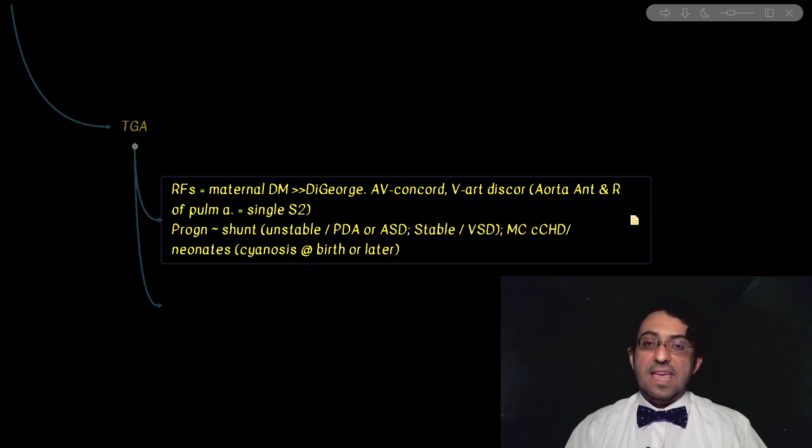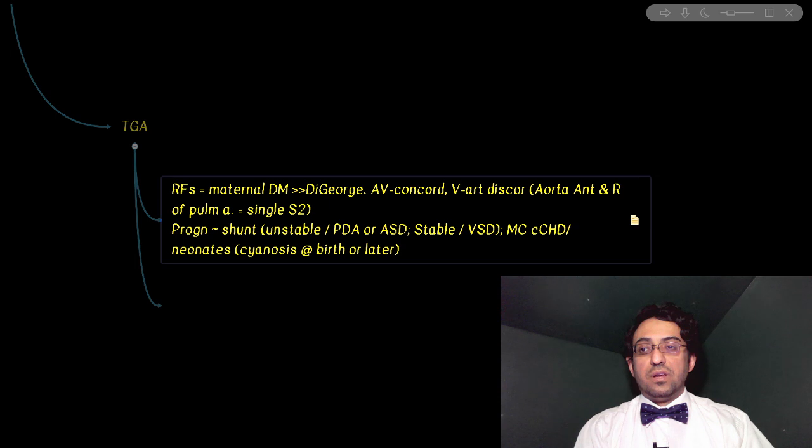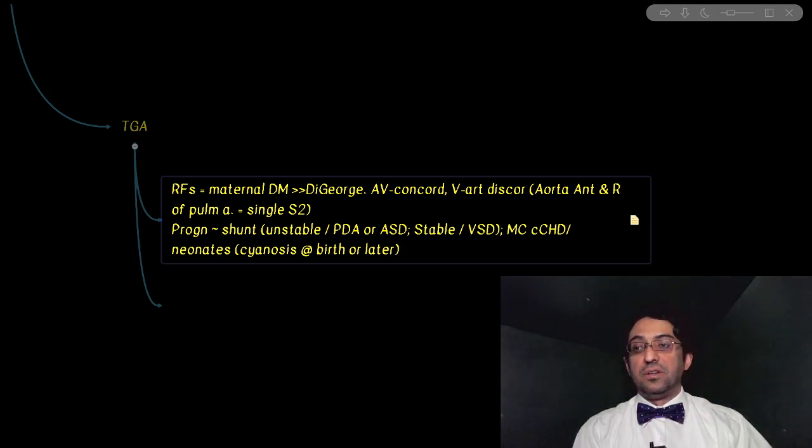It is atrioventricular concordance, but ventriculo-arterial discordance. That is, right atrium and right ventricle are connected to each other, but aorta runs anterior and to the right of pulmonary artery, because aorta is connected to the right ventricle and pulmonary artery to the left ventricle.